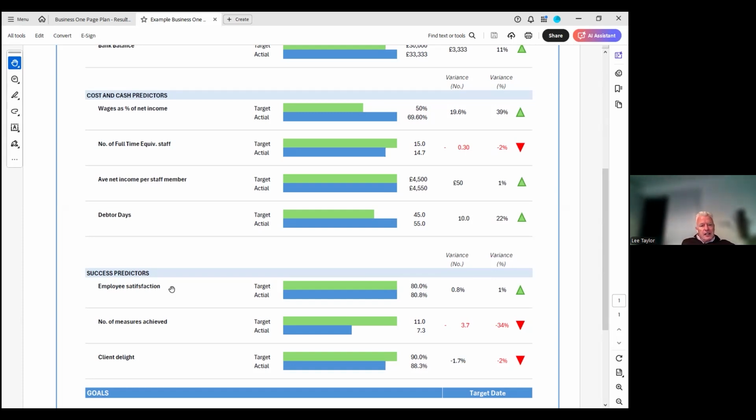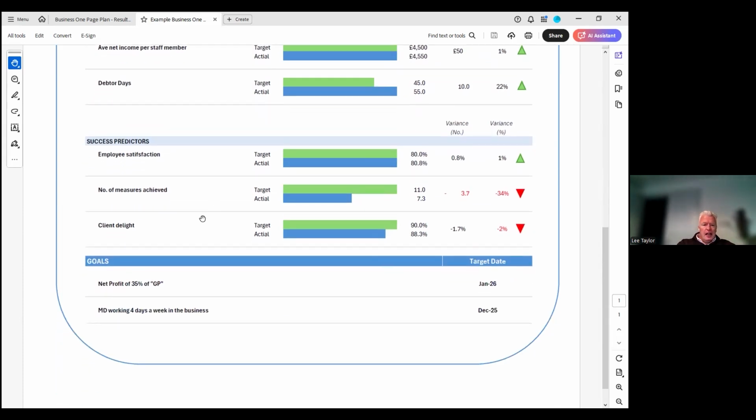Okay, you're actually going to have to do some work on this one if this was relevant to you. Now, it could be our client delight can be measured in lots of different ways, but we would need to come up with an agreed measure there. But most importantly, the real goals for this business were to have a 35% net profit being 35% of the gross profit by a certain date, and the managing director wanted to work 4 days a week, pretty basically.